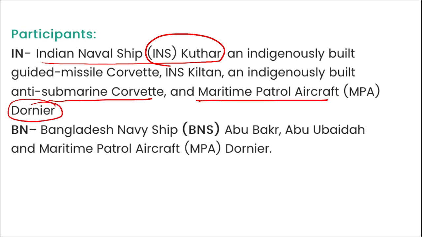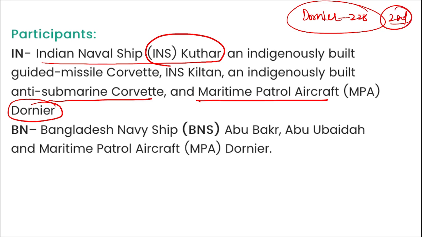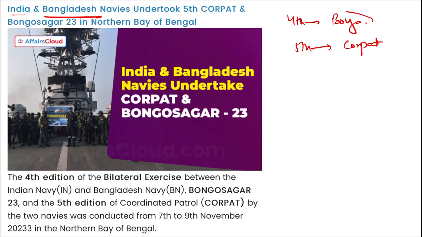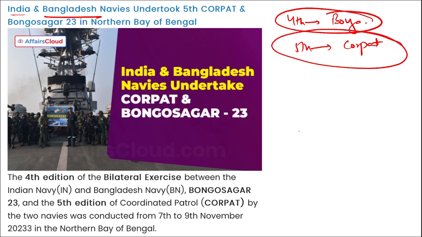And if the question asks what is the name of the patrol aircraft that was gifted by India to Sri Lankan Navy for looking after the areas and for surveillance, it is Dornier 228, and this was the second aircraft. The first that was given has been given back to India for repair and maintenance. Then from Bangladesh side, it is the Bangladesh Navy ship BNS Abu Bakr that took part in this particular exercise. Right? So coming back, 4th edition of Bongosagar and 5th edition of the CORPAT exercise, and the location is Bay of Bengal.